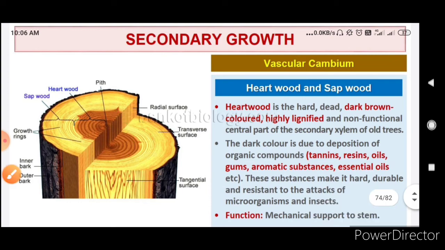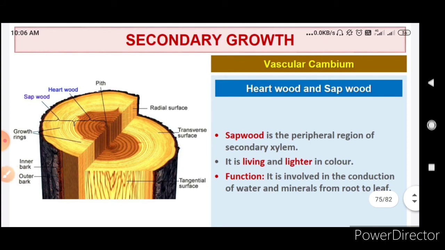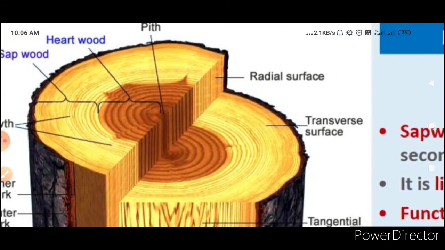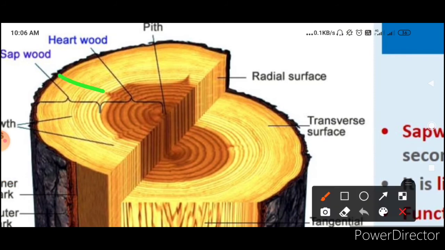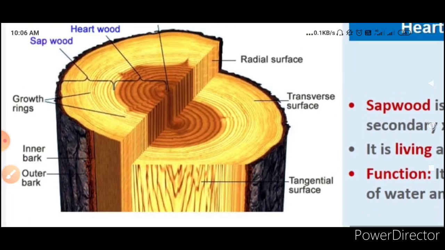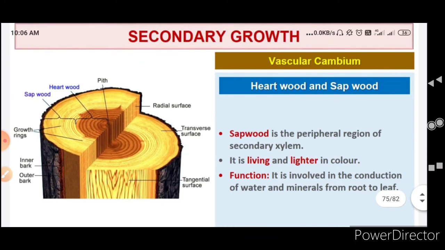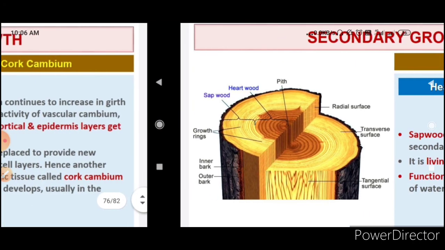Now what is sapwood? Now sapwood is the peripheral region of the secondary xylem. See here, you can see the lighter part, so this is the sapwood. Now this sapwood is the peripheral region of the secondary xylem. It is living and lighter in color, because conduction needs to be there, and its function is that it is involved in the conduction of water and minerals from root to leaf.